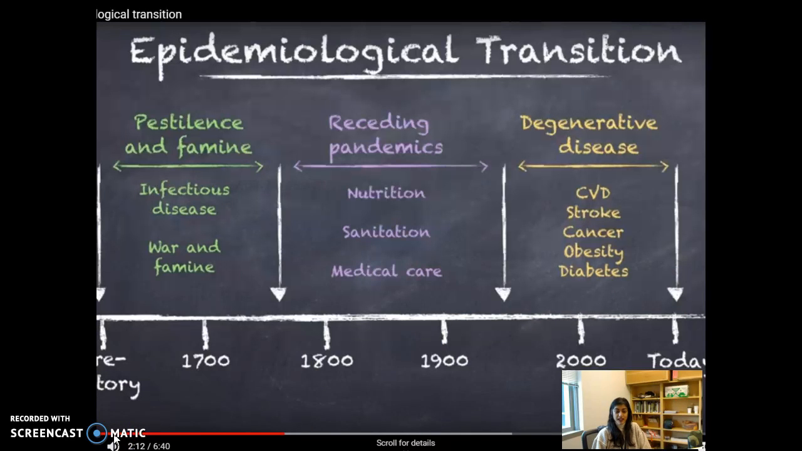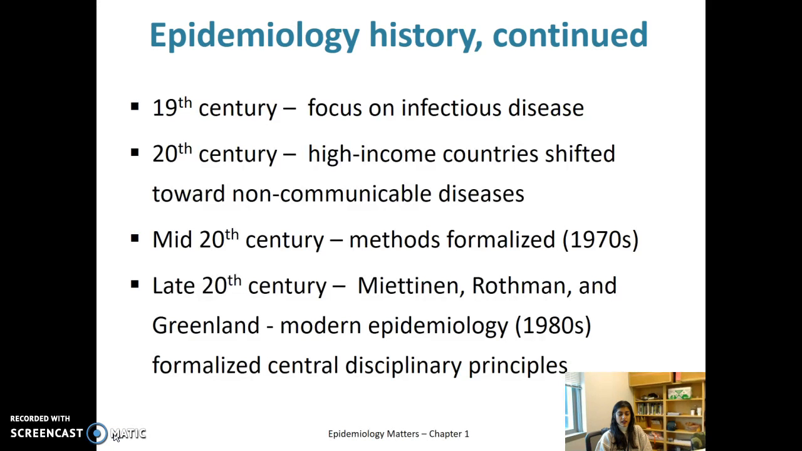And we also remember that in other more low-income and middle-income countries, some of these phases are overlapping. So keep that in mind. And just to finish up this history, the methods were really formalized in the 1970s and 1980s by people who have written some of the major textbooks and works of today, which are Rothman, Miettinen, and Greenland.